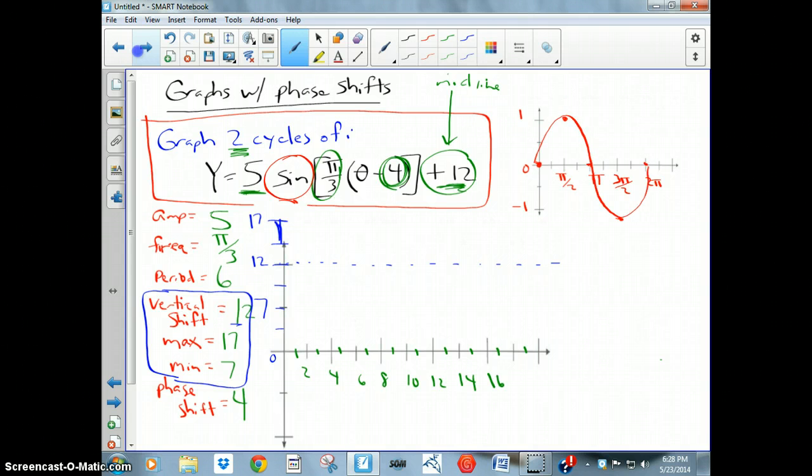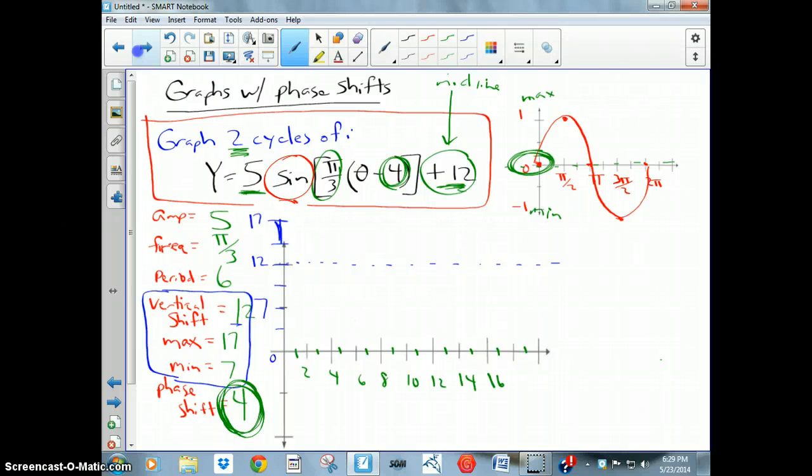And the reason I'm sketching it is because where does sine always start? Sine always starts on that midline between the maximum and the minimum. Sine starts in the middle. All right, so that means my first dot here for this graph has to be on 12. But where? And that's where this phase shift fits in.